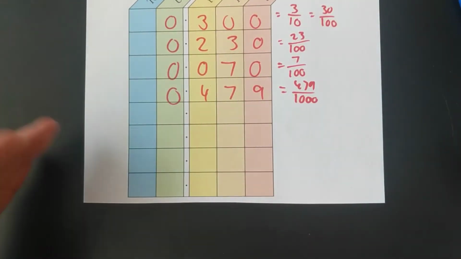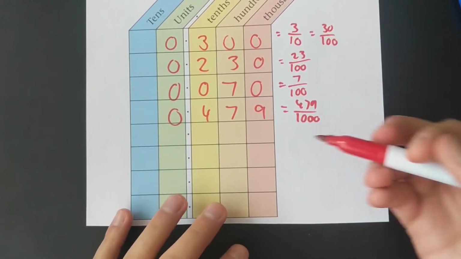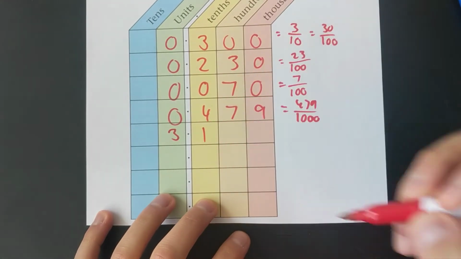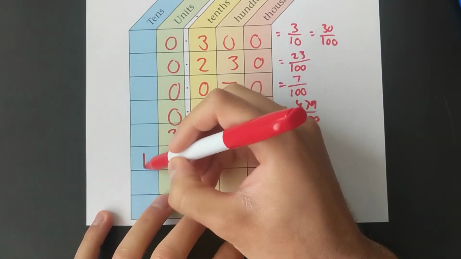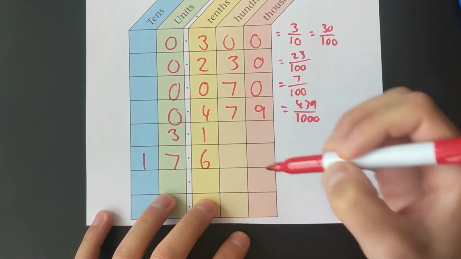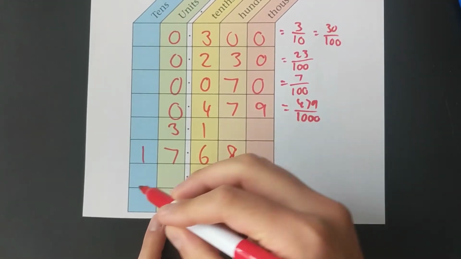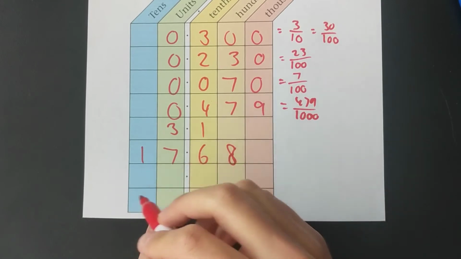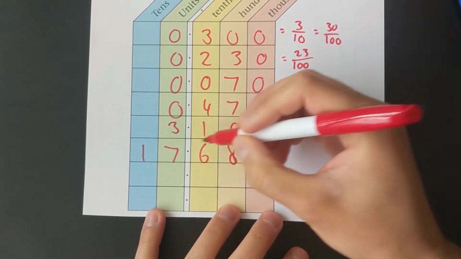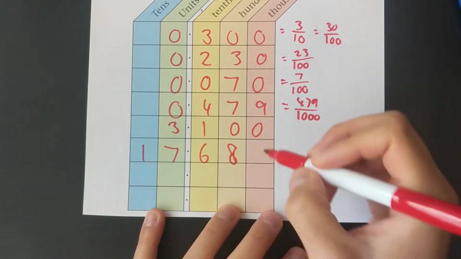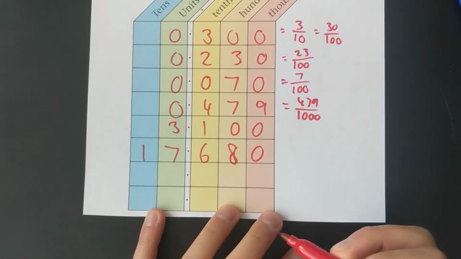Now all of these numbers I've done have all been between 0 and 1. You can still have decimals that are bigger than that. I could have 3.1. I could have 17.68. It doesn't matter. Again, adding zeros after the decimal point, that would still be worth exactly the same. That is worth exactly the same. That is still worth exactly the same.